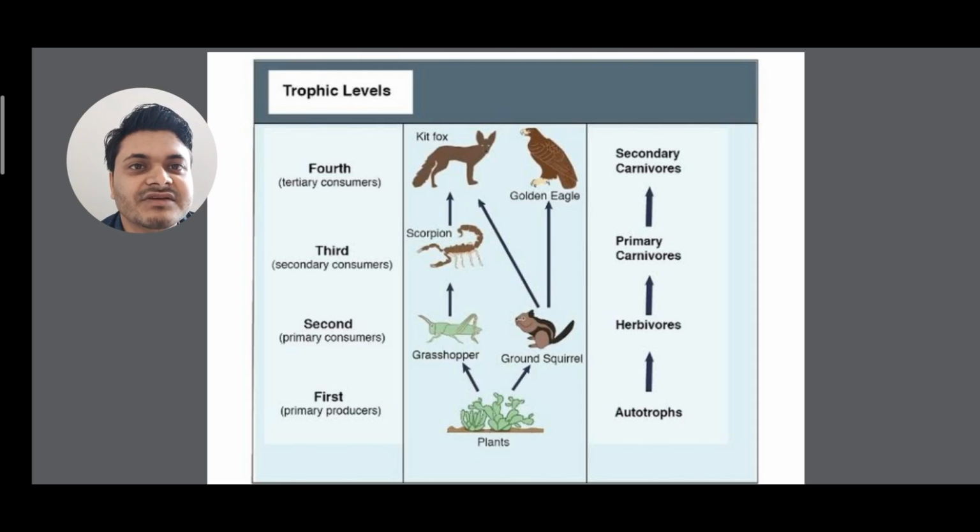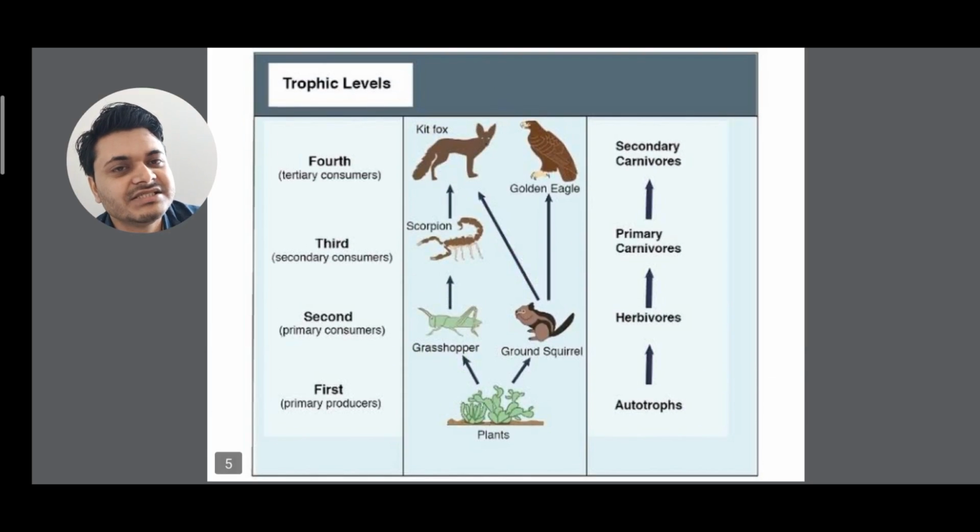Then in the third, they have given secondary consumers. A scorpion has been given. Clear, these are primary consumers. Next, in the fourth stage, they have given tertiary consumers, isn't it? Kit fox, golden eagle, these are tertiary. These are the stages of how the trophic level functions, isn't it?